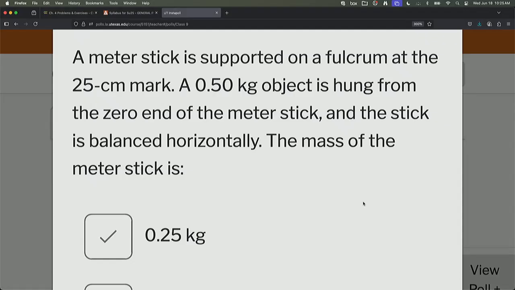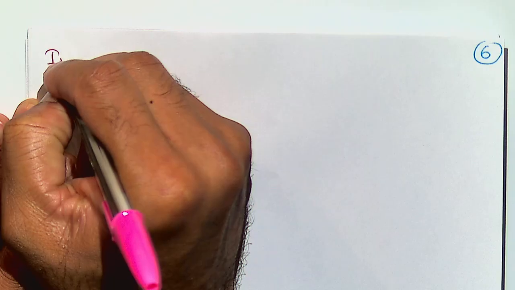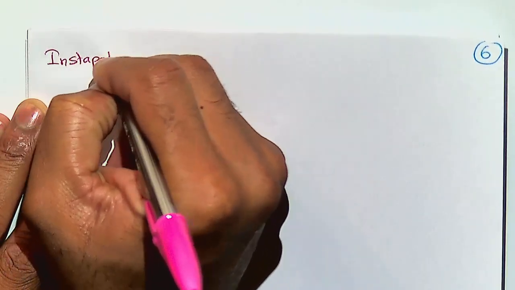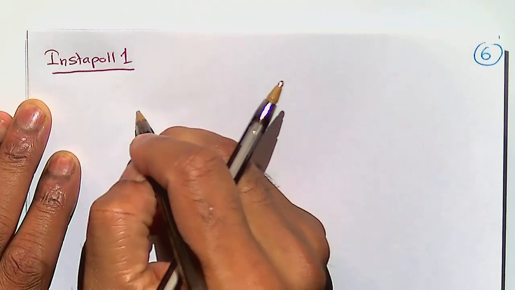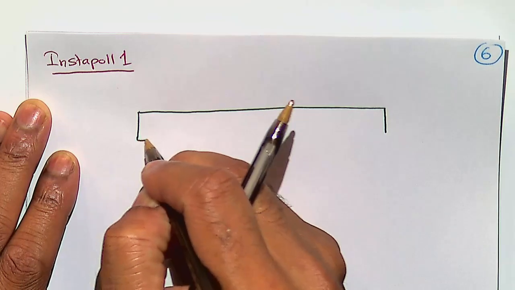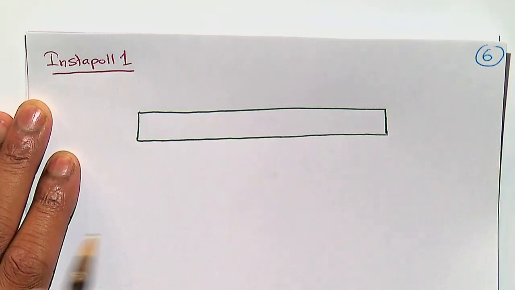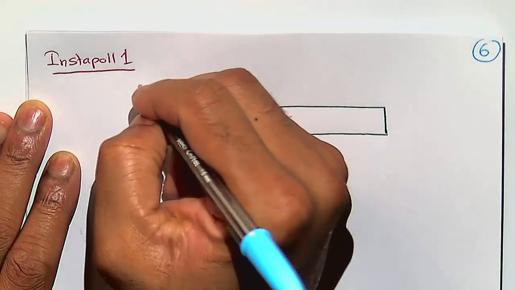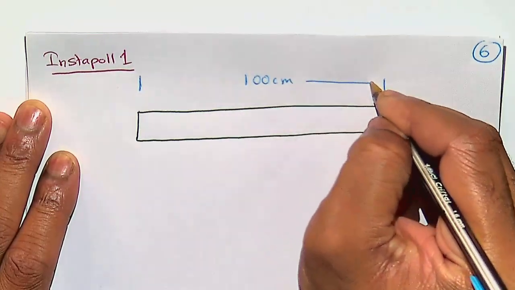Okay, so hopefully you've got a chance to work on this a little bit. I'm going to switch over to the notes, and I'll put down what's in the problem as we go. So you want to always start with the picture. So we have a meter stick, and start labeling them. So you know the distance is 1 meter or 100 centimeters.